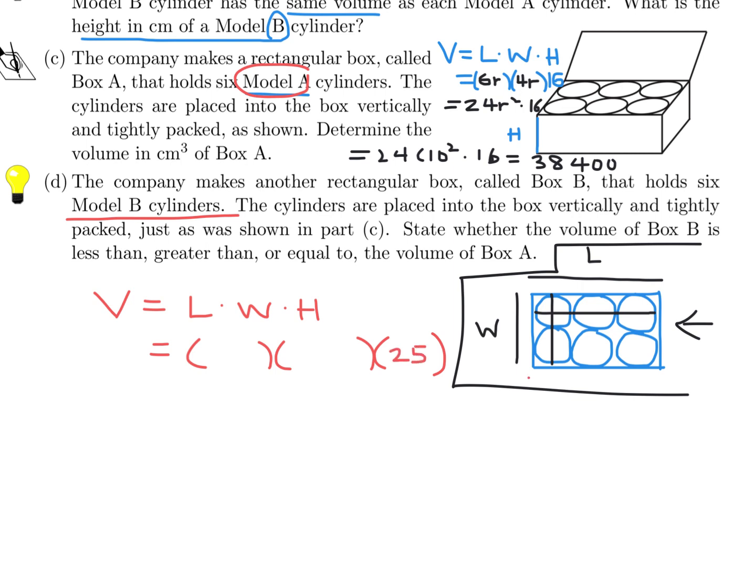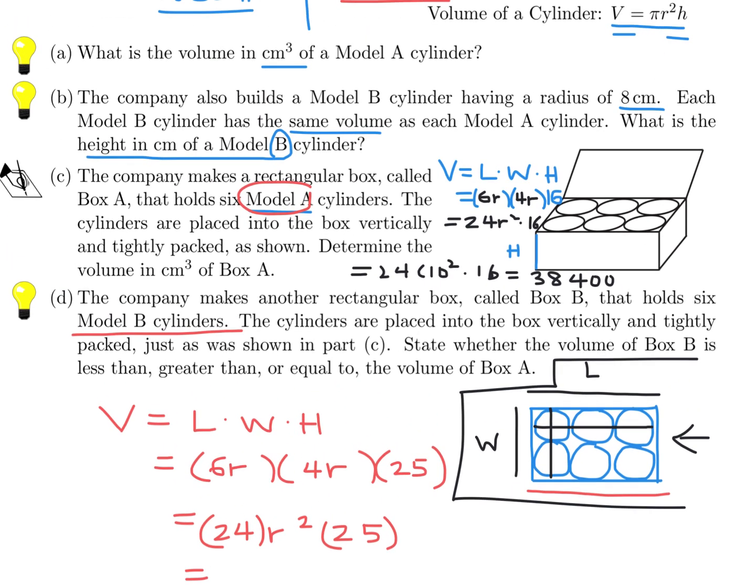And then from this diagram, the length and width are going to be the same in terms of their relationship to the radius. So the length is, again, 6r, and the width is 4r. So this now becomes 24r squared times 25, like that. And then the radius of model B, I think that was also given to us.